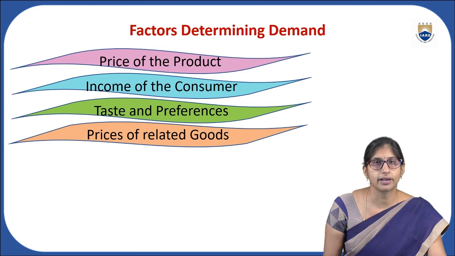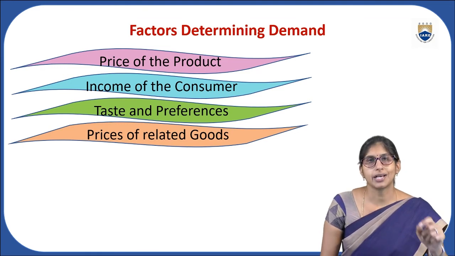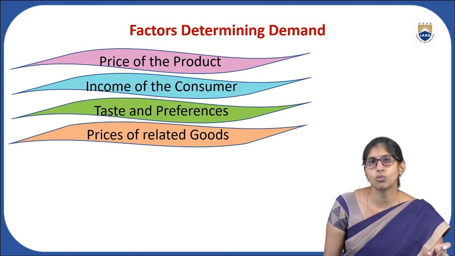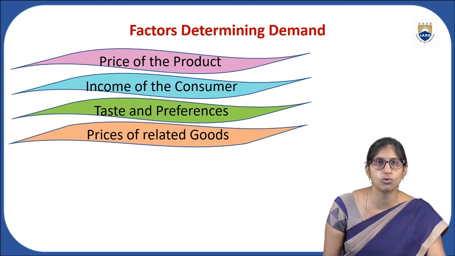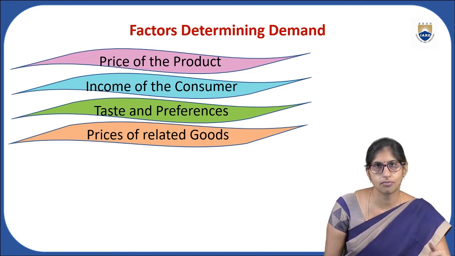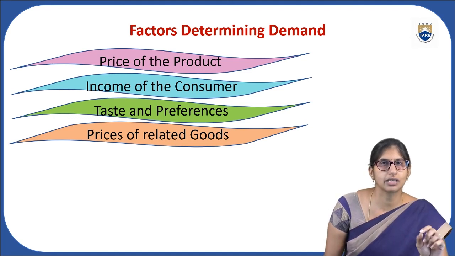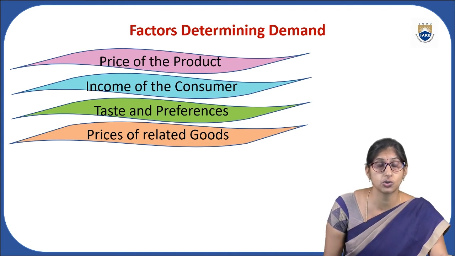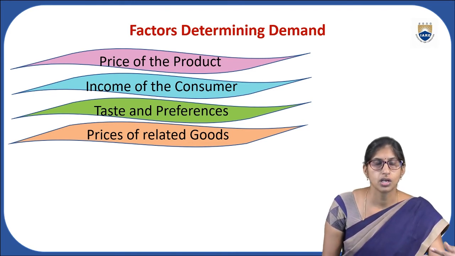And the next one is price of related goods. So price of related goods means, what is a related good? Related goods means we have two types of goods. One is substitute good and the other one is complementary good. Okay. So anyhow, I'm going to discuss substitute and complementary goods in the next slide also, so I'll just give a little glance at what a substitute good and a complementary good are.